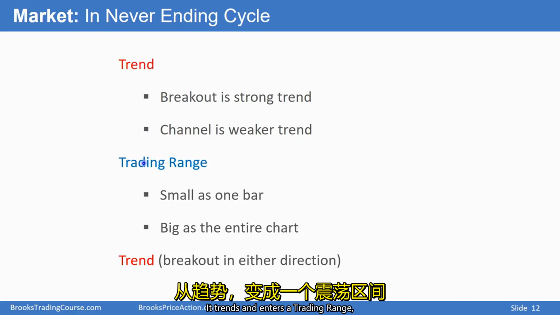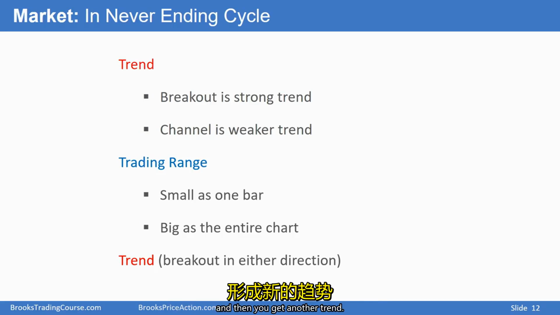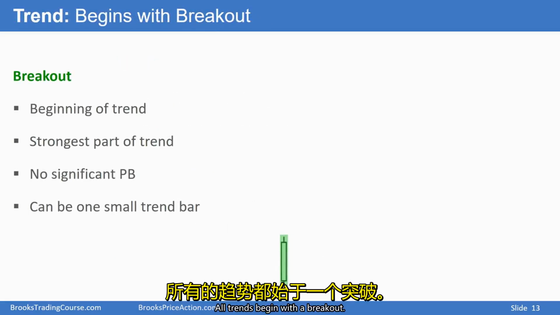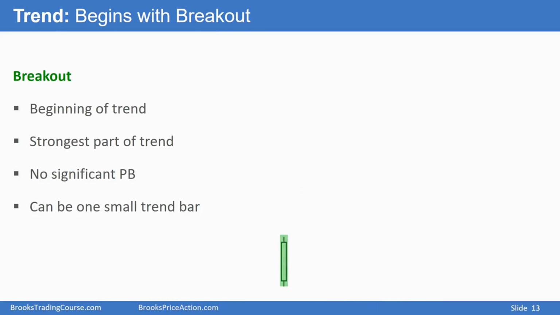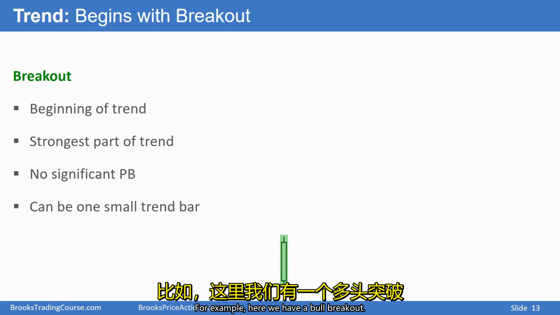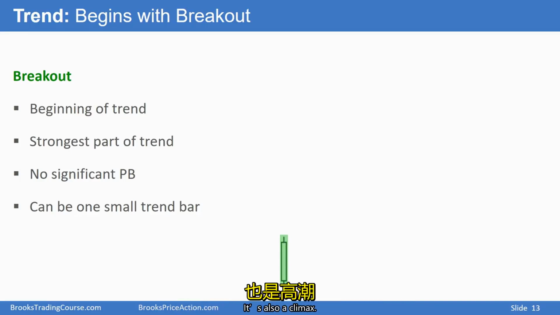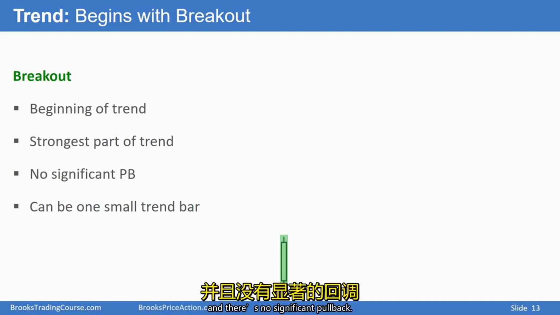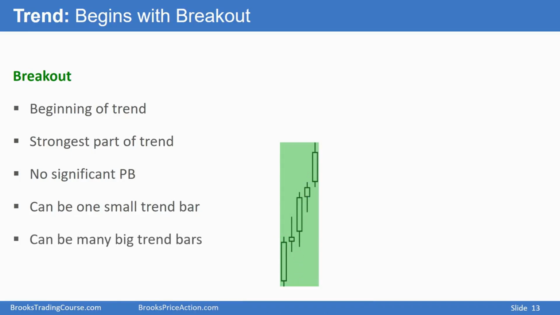It trends and enters a trading range. And then the trading range breaks out in either direction, and then you get another trend. And the process just continues to repeat. All trends begin with a breakout. It can be a single bar, or it can be a series of bars. For example, here we have a bull breakout. Remember, every bull trend bar is a breakout. It's also a climax. The breakout is the strongest type of trend, and there is no significant pullback, and sometimes it can last several bars.